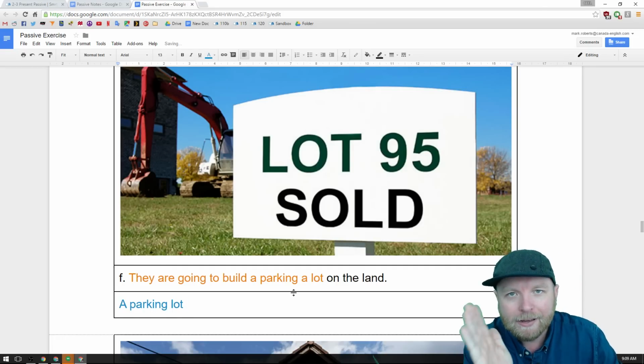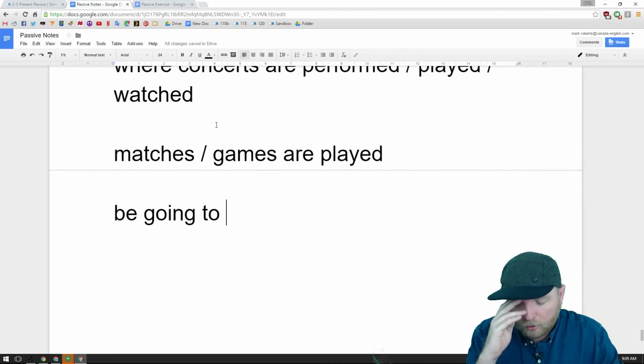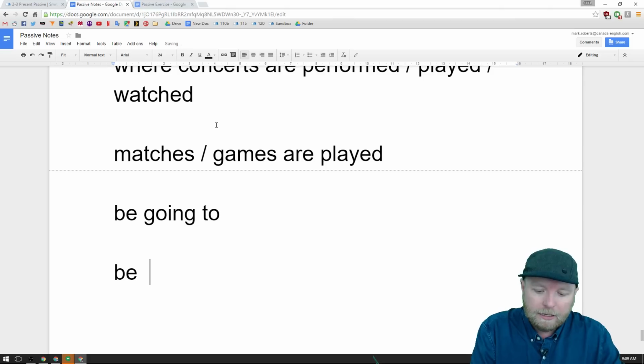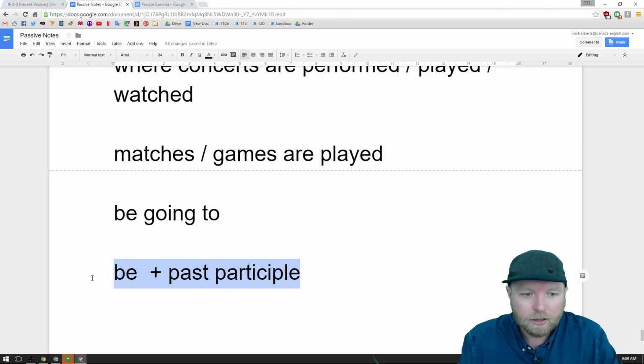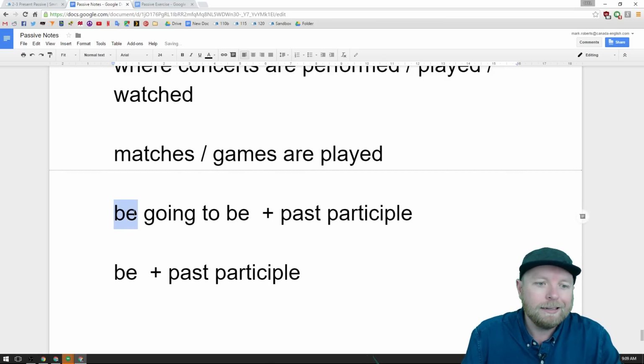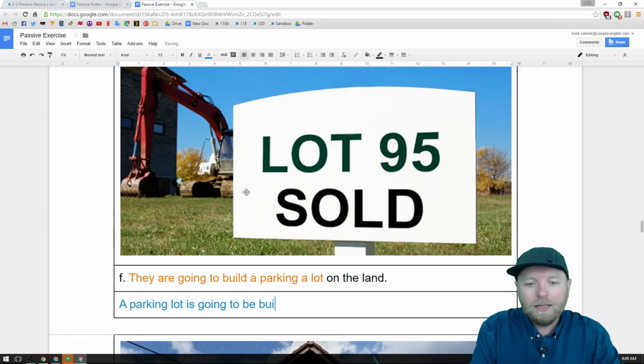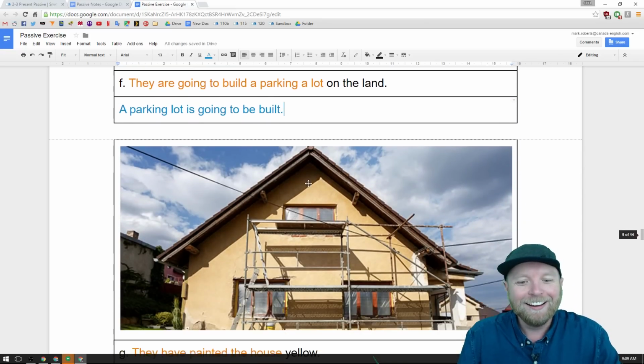Okay, be going to. So, be going to. Last thing today. Be going to. We didn't talk about this before. But remember, passive, you need be and a past participle. So it's super easy. Just put this here, right? A parking lot is, yes, Miguel Sorbazo, good job, is going to be. What's the past participle for build? Is going to be built. Yes. Okay, one more. I lied.